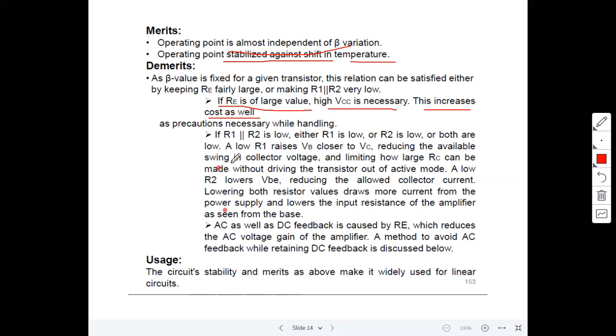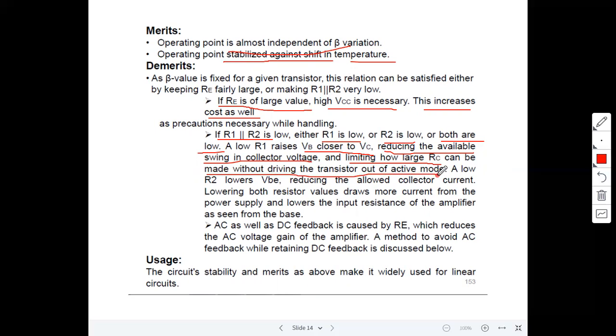Now we have two cases. If R1 parallel to R2, that is R1 R2 by R1 plus R2, is small, then R1 is low or R2 is low or both are low. A low R1 raises the VB closer to VC. If we choose R1 low, it raises the base voltage close to VC, reducing the available swing in collector voltage. That is the problem, limiting how large RC can be made without driving the transistor out of active mode.